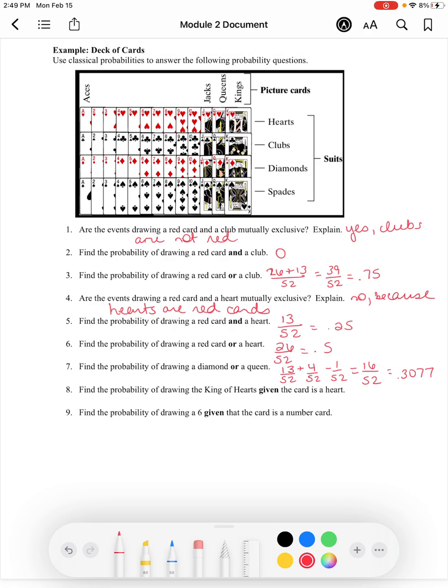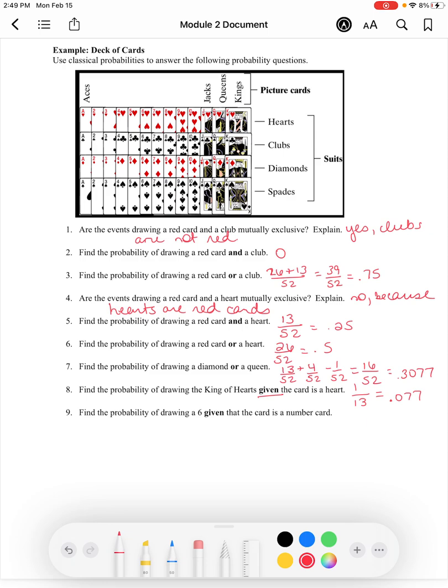Find the probability of drawing the king of hearts given the card is a heart. So now instead of 52 cards, we only have 13. And out of those 13, only one is the king of hearts. So that's 0.077.